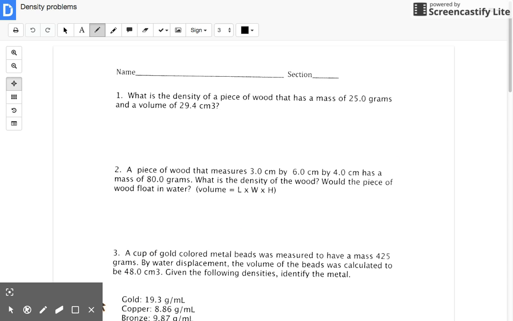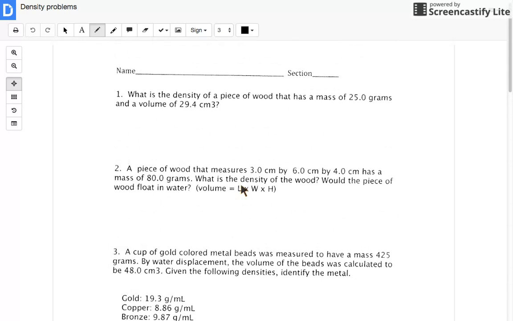All right, screencast for the density worksheet. We'll have talked about this in class, about using the density triangle and about how to use the density equation and how to solve word problems. So on this one, I'm going to focus on the more challenging problems on here that you may get stuck on.